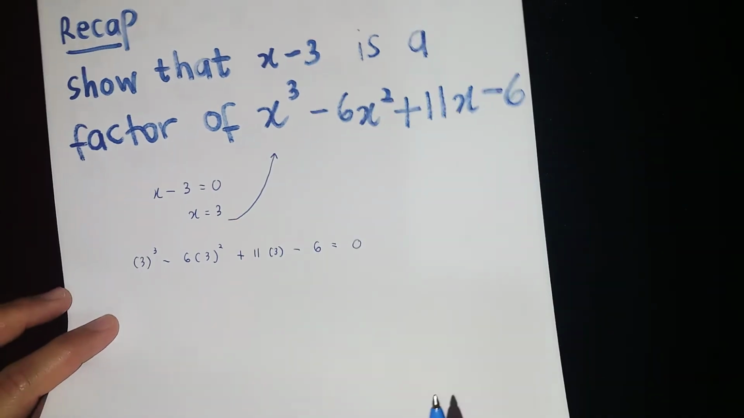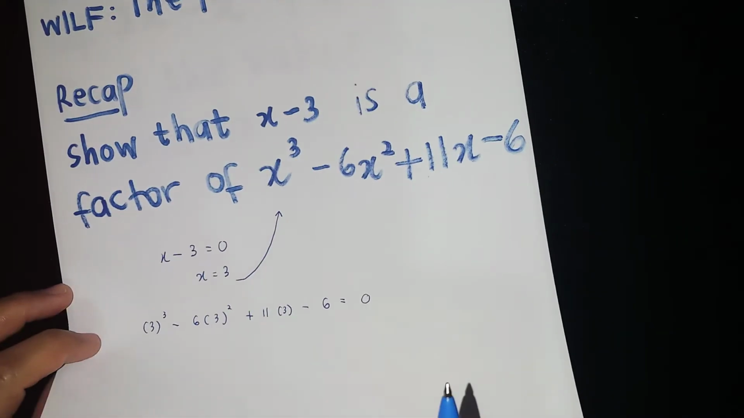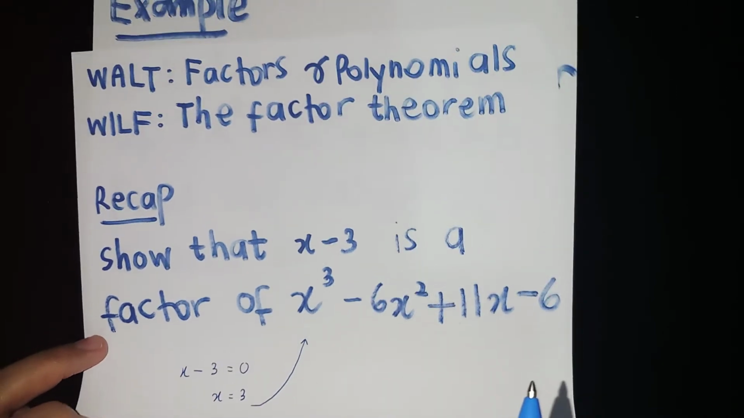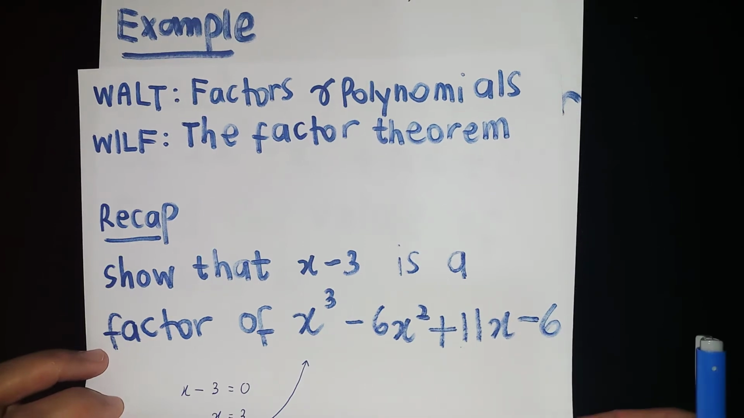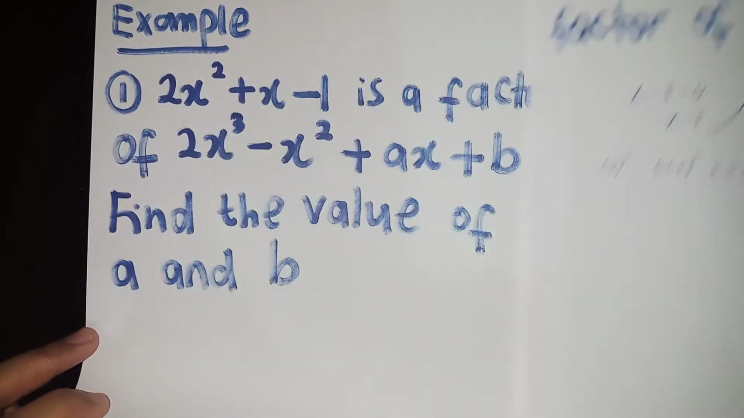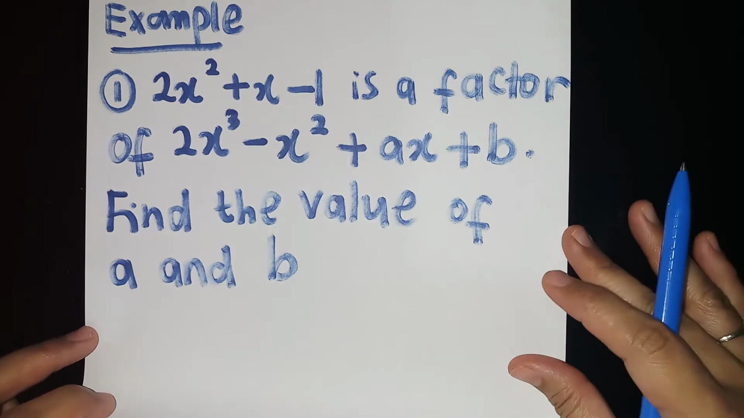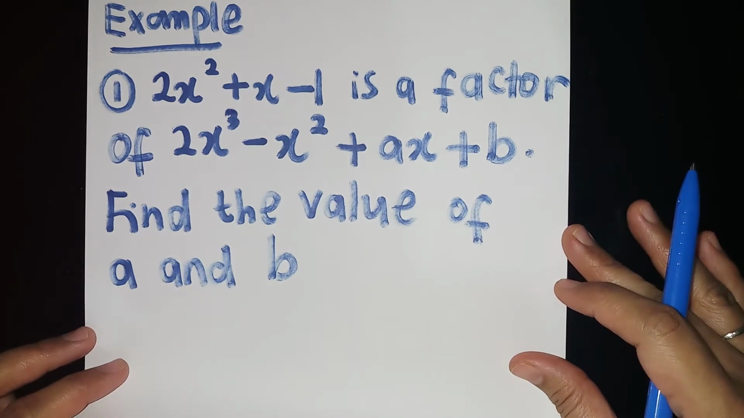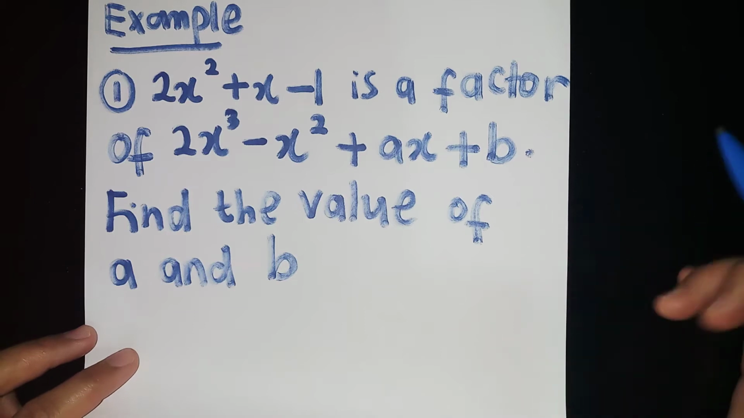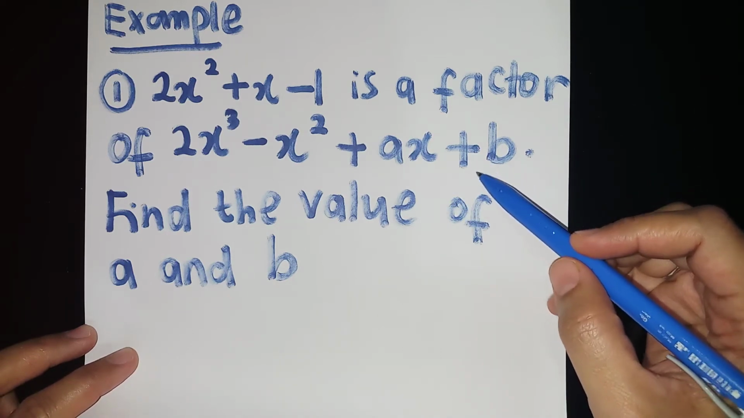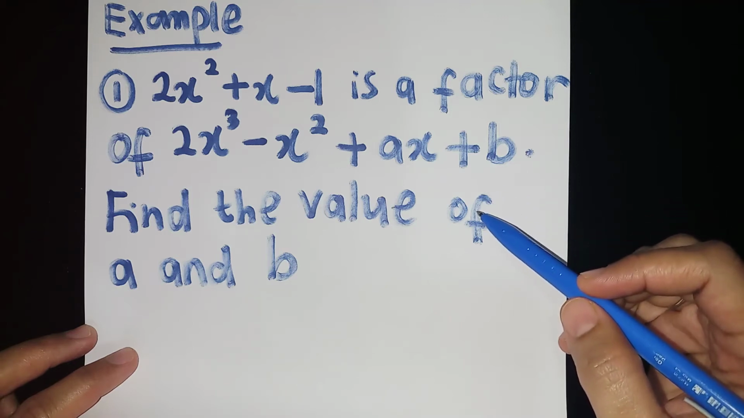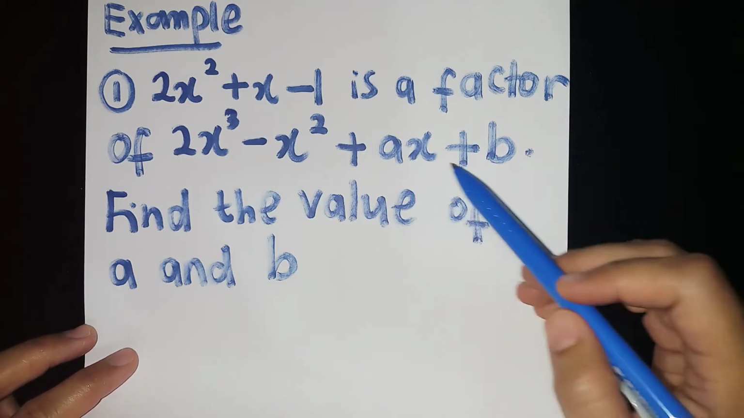Okay, so for this week, I hope you guys can do the exercise from last week. This week we are going to continue with another example on the application of the factor theorem. So this is the example that I want to discuss. 2x squared plus x minus 1 is a factor of that polynomial 2x cubed minus x squared plus ax plus b. So find the value of a and b. We want to calculate what is the a and what is the b.